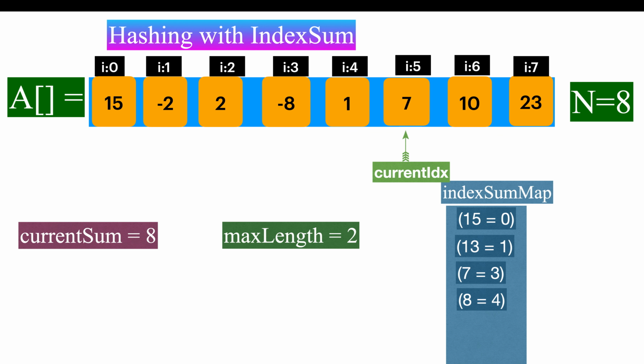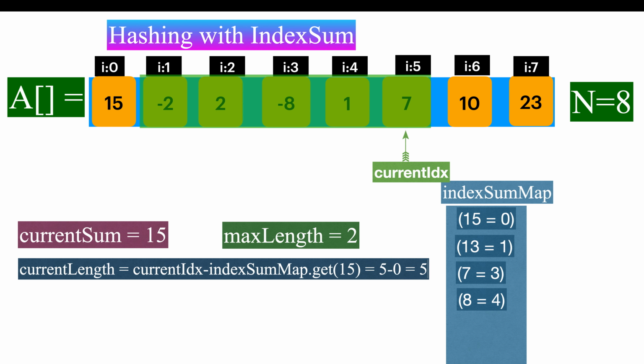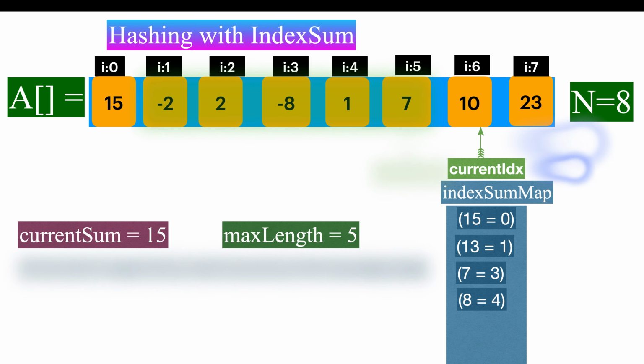Then at index 5 we have element 7. Add to the current sum, we will get 15. 15 is present in the map at index 0. It means from index 1 to the current index the sum is 0. So calculate the current length, which is 5, greater than max length. So update the max length as 5. Then move on to the next index.